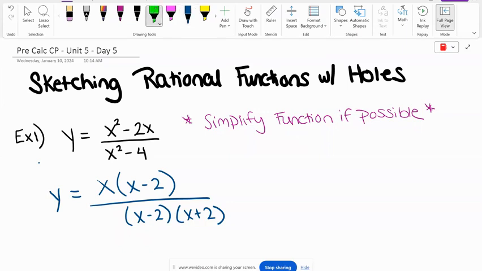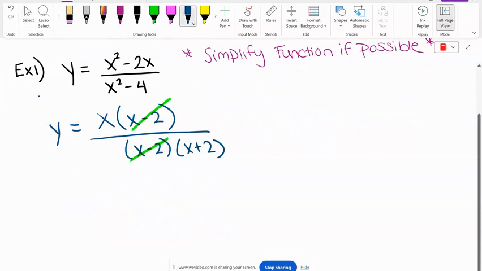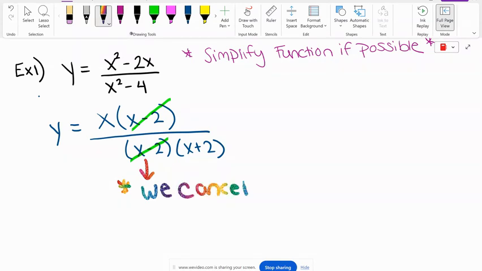Which ones can we cancel? Because it's the same exact expression on top and bottom, we can cancel that out. But because we canceled out an x minus 2 in the denominator, I'm going to put a little star here.